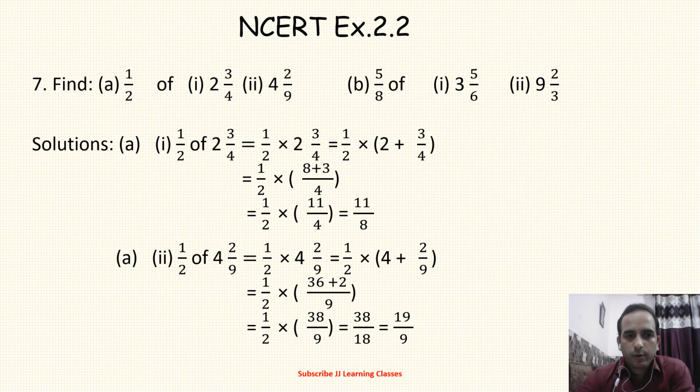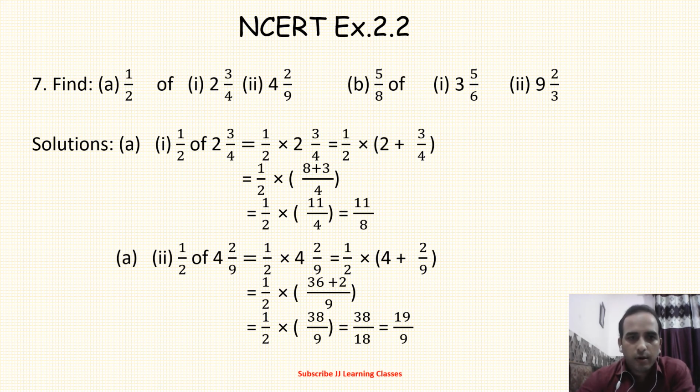So here we have question number 7, and in question number 7, the A part is half of 2 3/4 and then the second, 4 2/9. So again the "of" operation is to be converted into the multiplication sign. So half of 2 3/4 means 1/2 into 2 plus 3/4. This is the mixed fraction which is to be converted into an improper fraction again. So it becomes 8 plus 3/4, and the 11/4 is to be multiplied with 1/2, and the answer is 11/8.